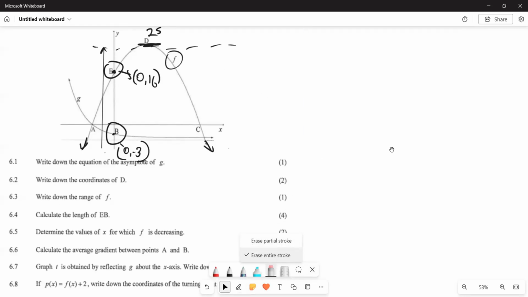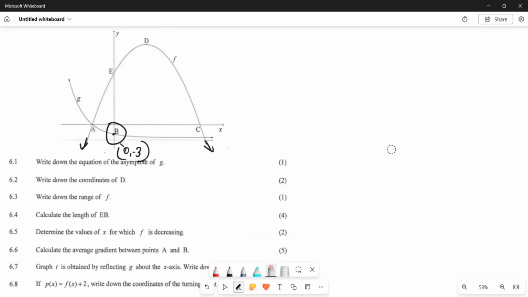Then let's erase here, so that you can see this one. Now, where is this particular graph of f decreasing? Your graph of f is going to start to decrease here. Remember when we are saying the graph is decreasing.